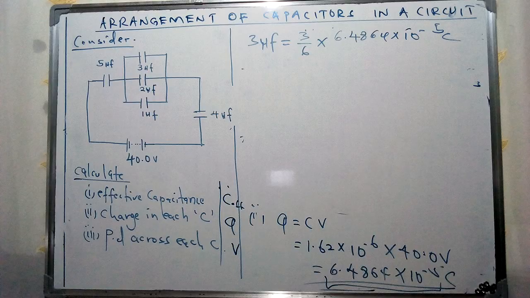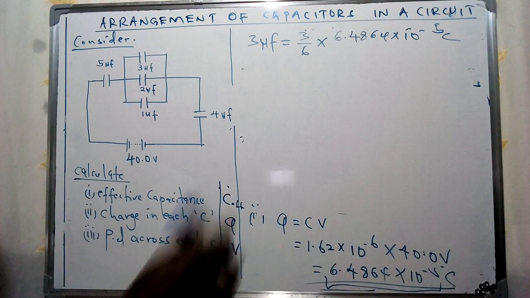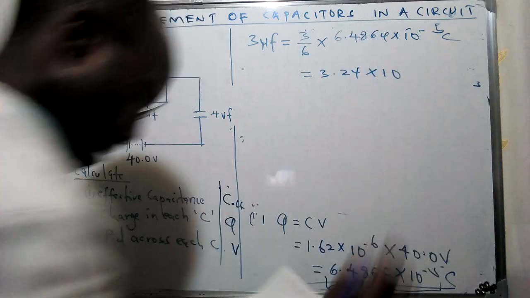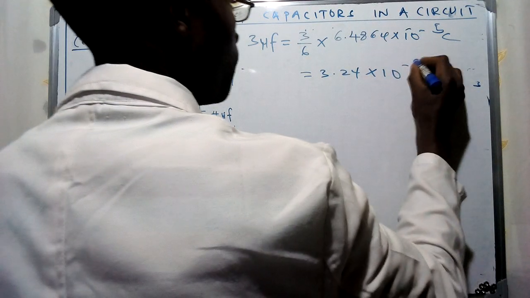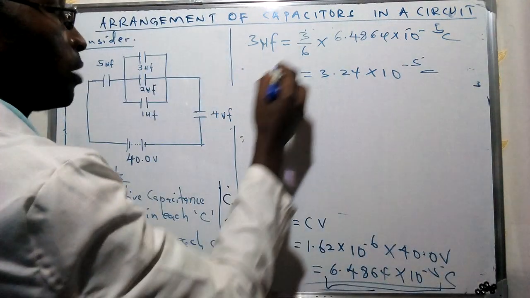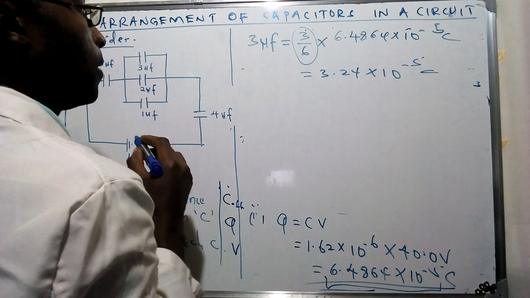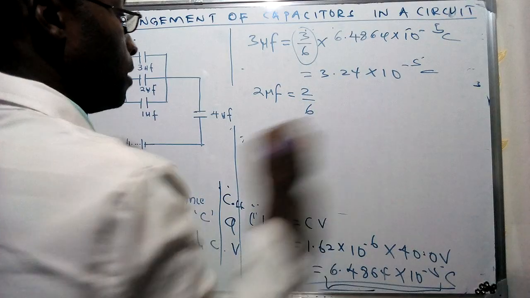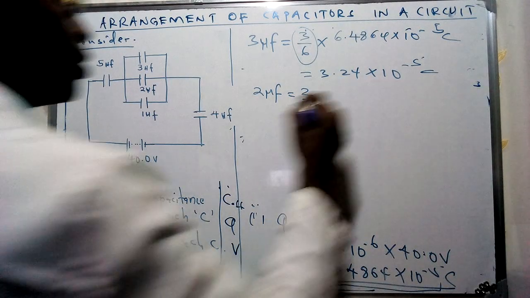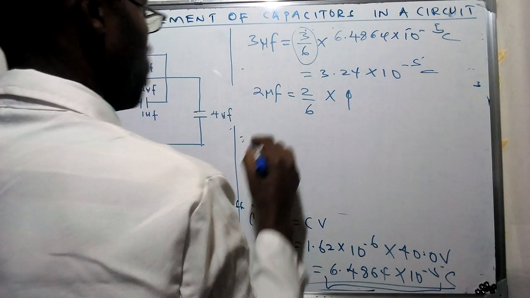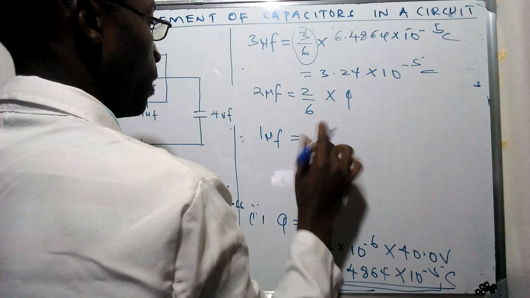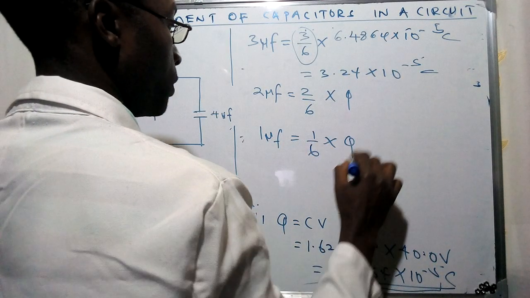And then the evaluation for that one, therefore, is going to give us 3.24 times 10 negative 5 coulombs. So for this specific fraction, if we want to find for the 2 microfarads, this is going to be 2 over 6 times the total charge, which we have said is Q. For the 1 microfarad, this is going to be 1 over 6 times the total charge, which is Q.